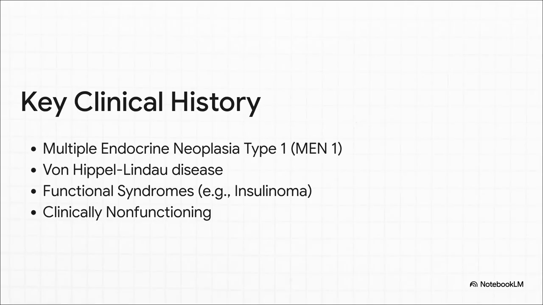The clinical chart is a gold mine. If you see a genetic syndrome like MEN1 or von Hippel-Lindau, your antenna should go up immediately. You need to be looking for multiple tumors. And is a tumor functional? That's a huge clue. An insulinoma, for example, makes so much insulin that it causes symptoms early on. That means it often gets caught when it's smaller and less aggressive.